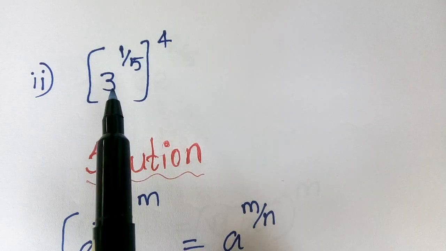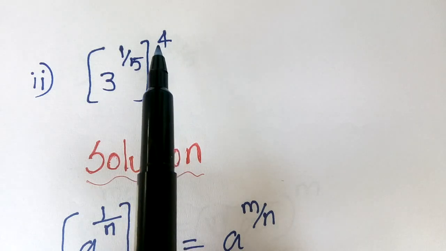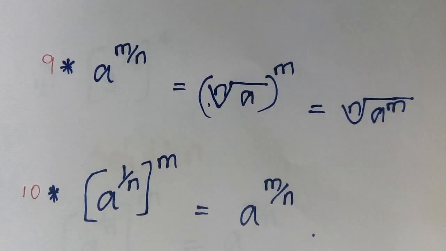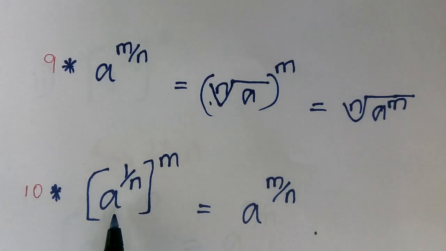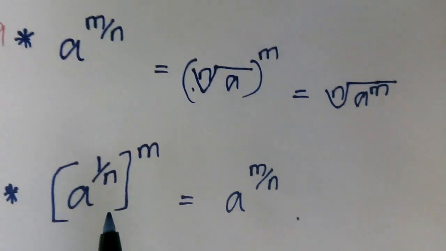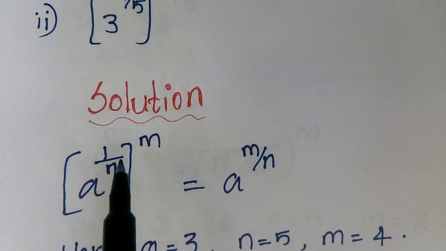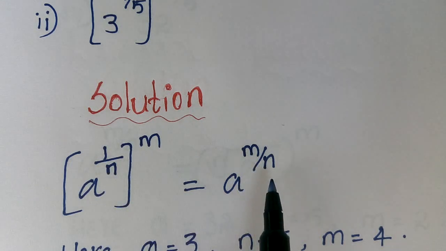Second question is 3 to the power 1 by 5 whole to the power 4. Children, which law can we apply there to find the answer? Is it like a to the power 1 by n whole to the power m? Yes, so we can apply the 10th law. a to the power 1 by n whole to the power m is equal to a to the power m by n.